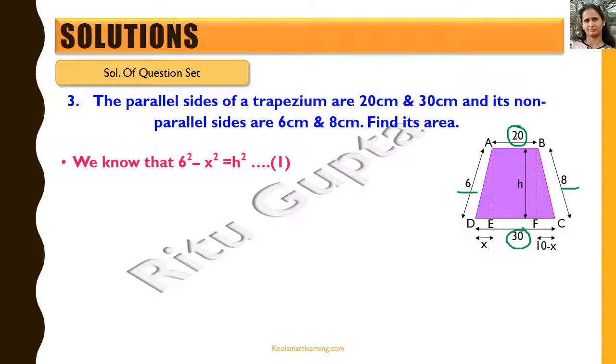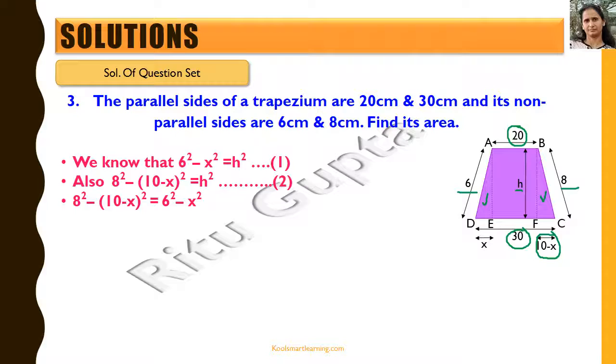Now, looking at this triangle ADE, we know that AD is the hypotenuse, so 6 square minus x square is equal to the height of the trapezium, which is h square. And similarly, if we see the triangle BFC, we know that 8 square minus 10 minus x whole square is equal to h square. Now we equate 1 and 2 because both are equal to h square. So we say 8 square minus 10 minus x whole square is equal to 6 square minus x square.